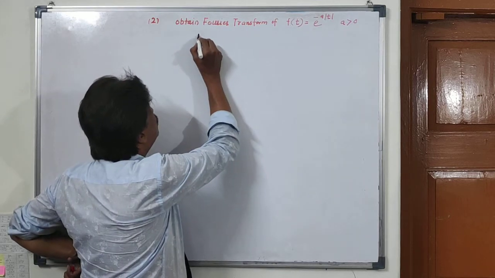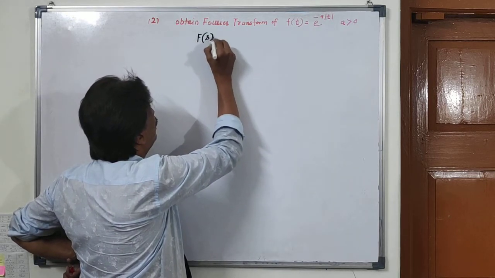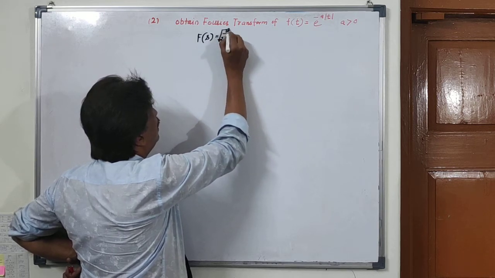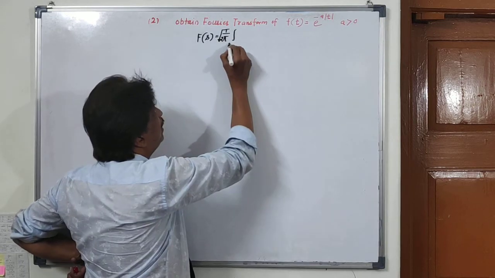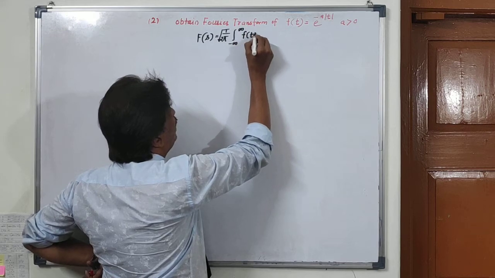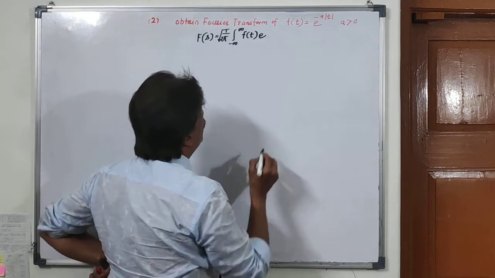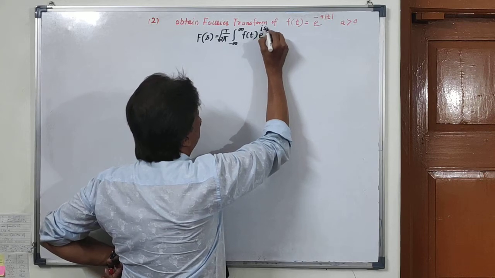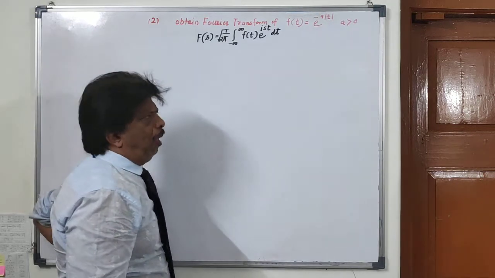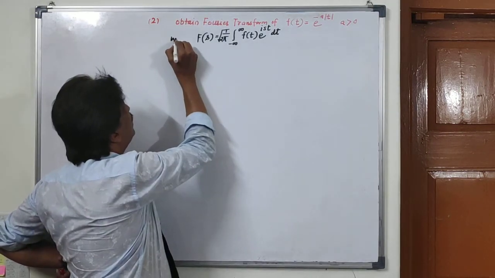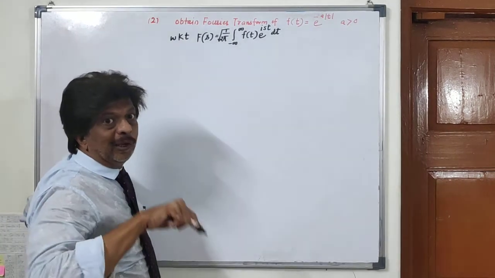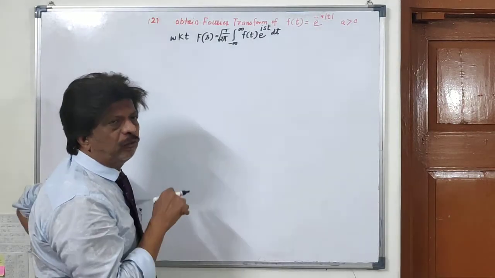F of s is equal to root of 1 upon 2 pi, integral minus infinity to infinity. The function is given in terms of t, f of t into e raised to the power ist dt. WKT means we know that, the short form acronym. Yes, this we know that.